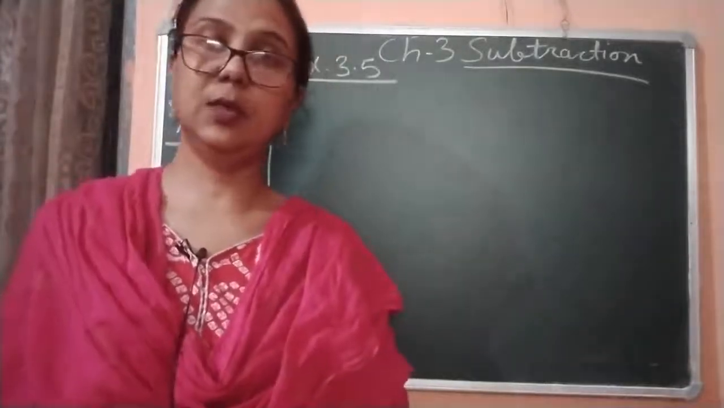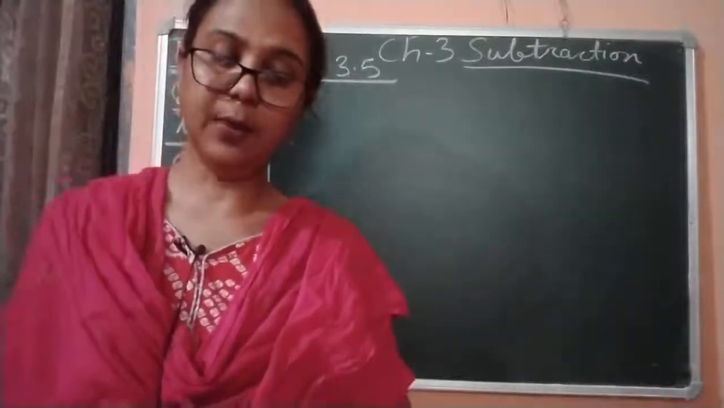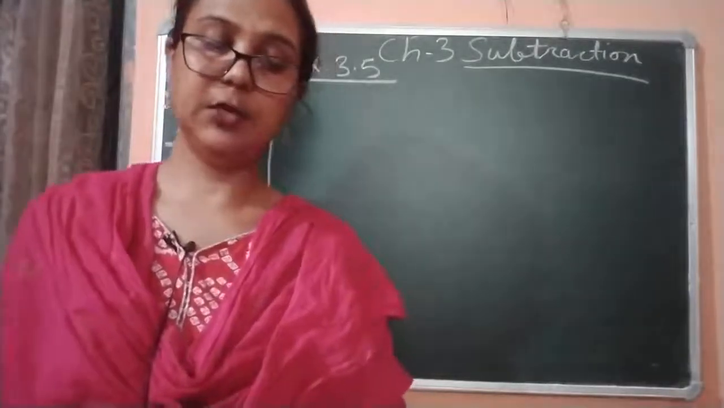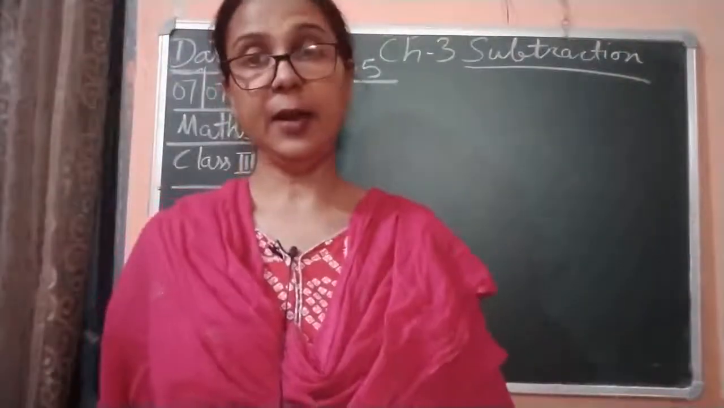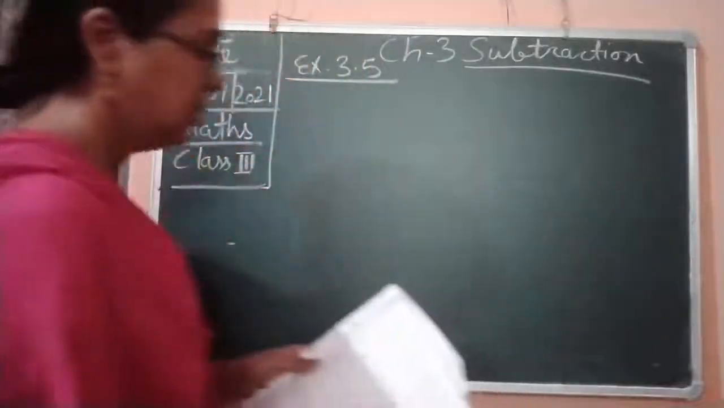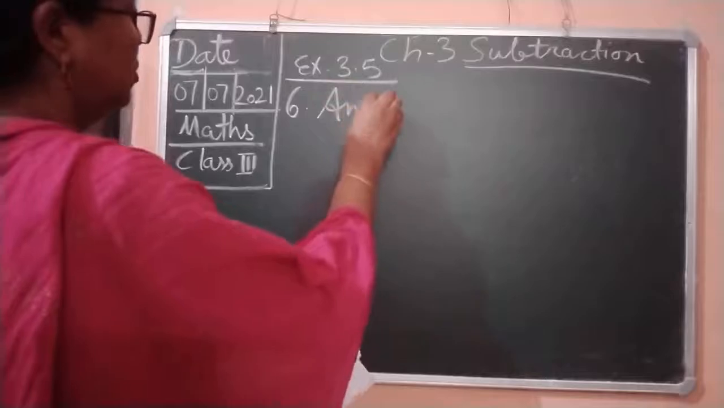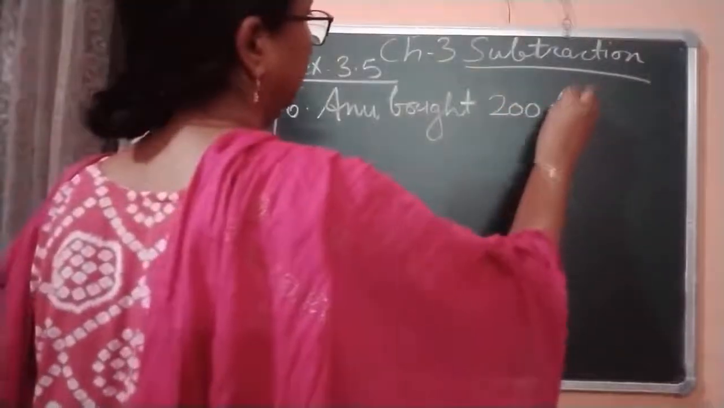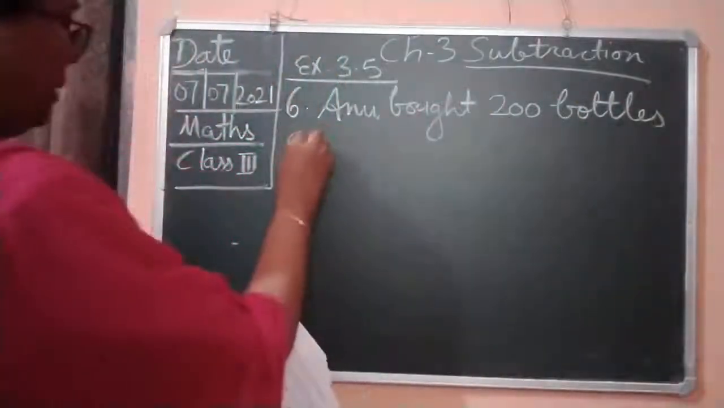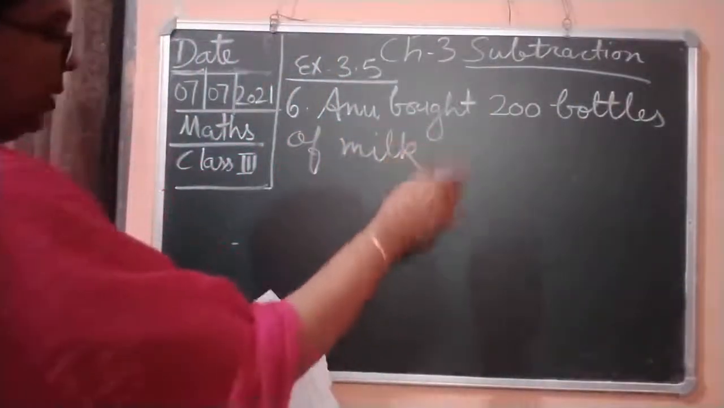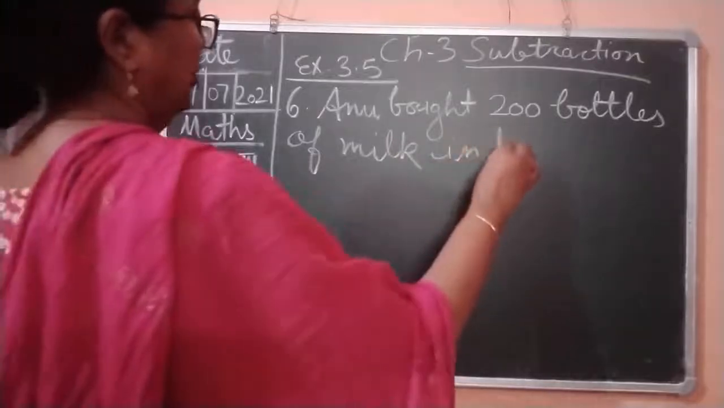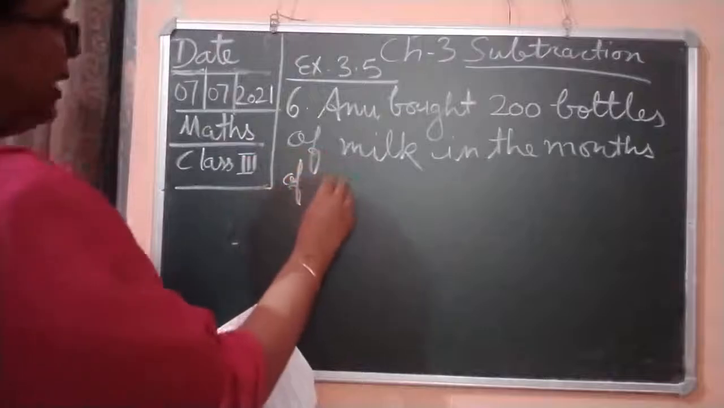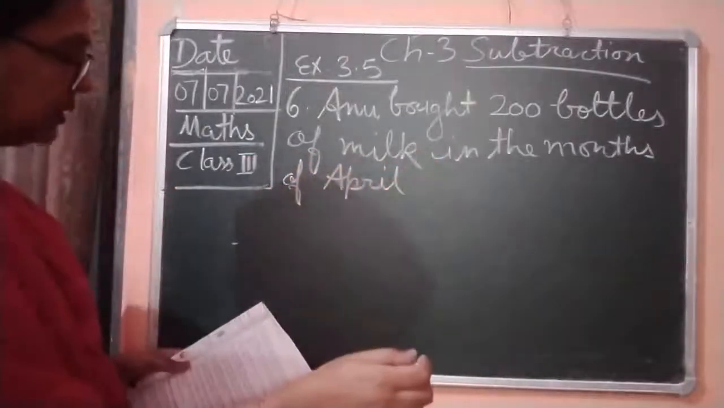So I am going to read this question first. Anu bought 200 bottles of milk in the months of April and May. She bought 98 bottles in April. How many bottles did she buy in May? Children, first I'll write this question on the board, then we will solve this. Question number 6: Anu bought 200 bottles of milk in the months of April and May.